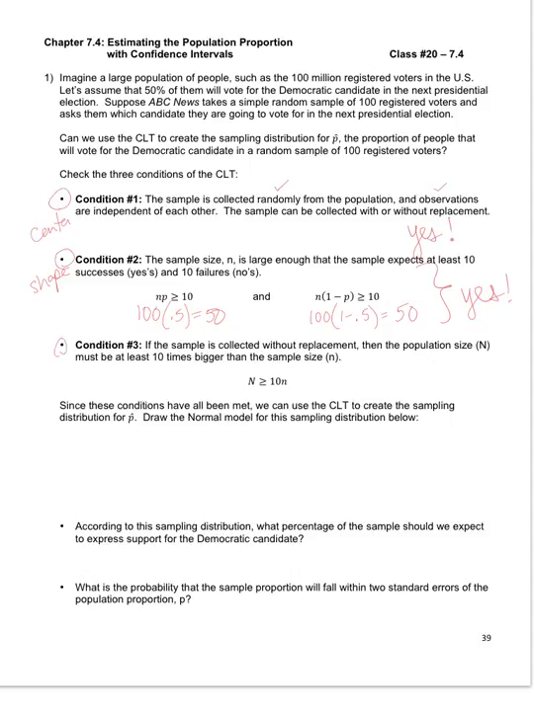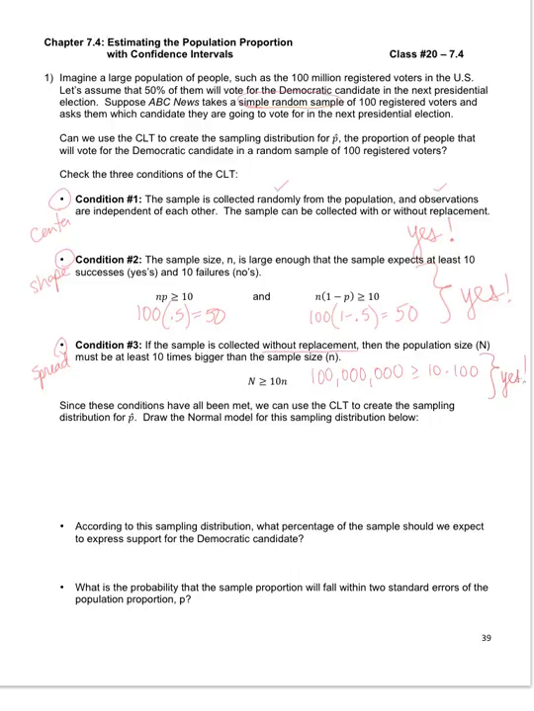All right, condition 3, remember, was important because it affected spread. So condition 3, if the sample is collected without replacement, which I think we were told these were simple random samples, so it was without replacement, then we need to make sure the population size is at least 10 times bigger than the sample size. So we've got 100 million registered voters. That's our capital N, our population size. Is that bigger than or equal to 10 times our sample size of 100? And we can say yes, that's definitely bigger.